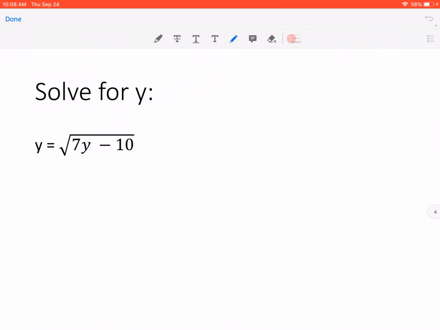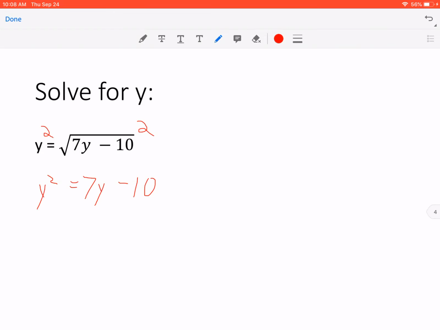Same thing. If I'm going to solve for y, I got to get rid of this radical sign. Well, if I square the right side, that's going to get rid of the whole thing. All that's going to be left is 7y minus 10, but don't forget, whatever you do to the right, you got to do to the left. You got to square the left side. So now you have y squared equals 7y minus 10. This is going to end up being a trinomial. How do I know that? I've got 3 terms, y squared, a 7y, and a 10 that don't go together.